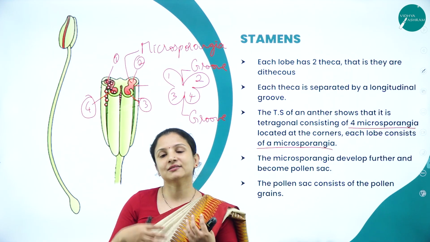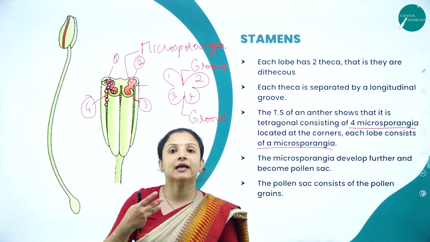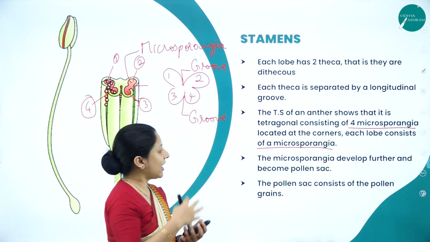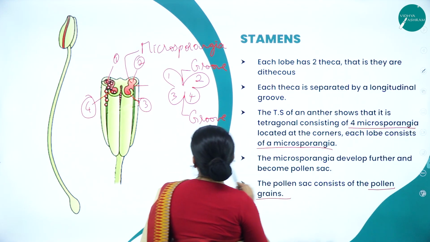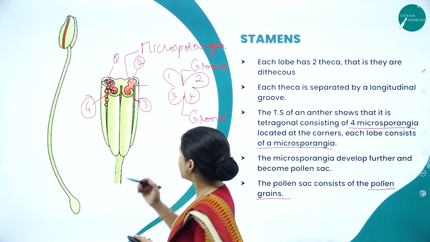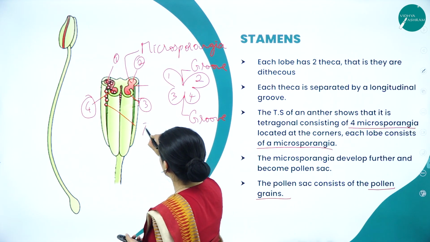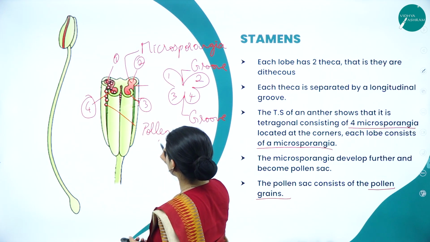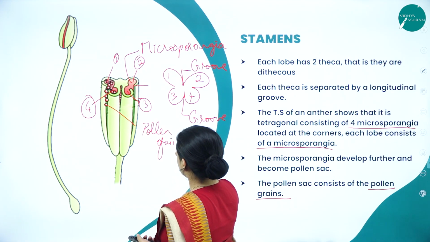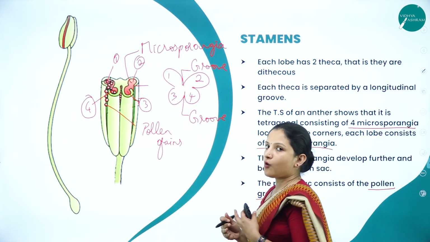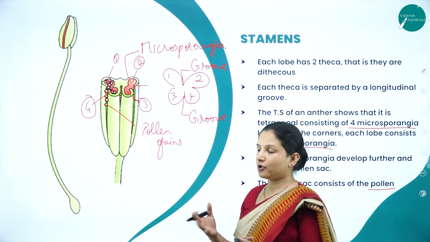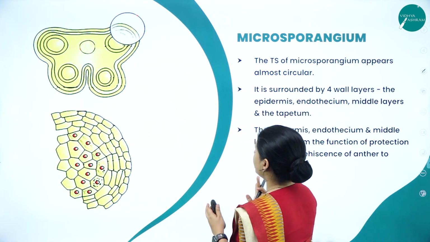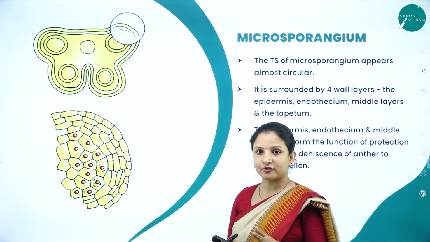Microsporangia are made up of cells. Some of the cells in the microsporangia develop into pollen sacs, and it is in these pollen sacs that the pollen grains will be liberated. You can see here in each of the pollen sacs, the pollen grains being produced. So now we know what is there in the microsporangia, the number of lobes, and what is there in that. Moving further, we will study in detail about microsporangia.